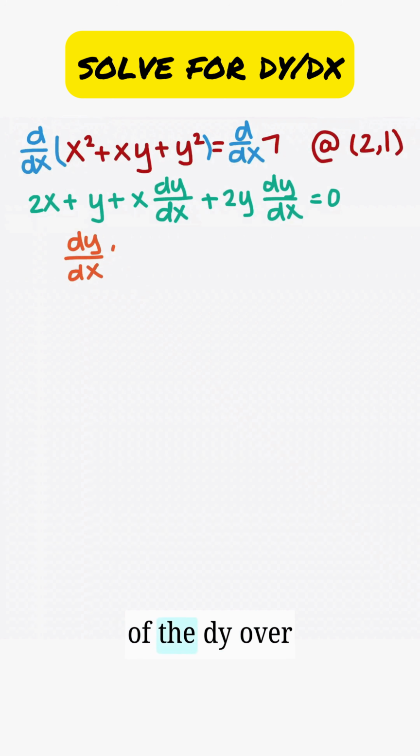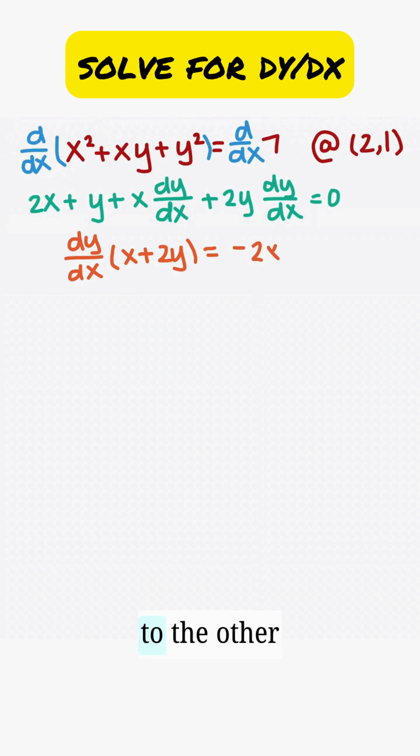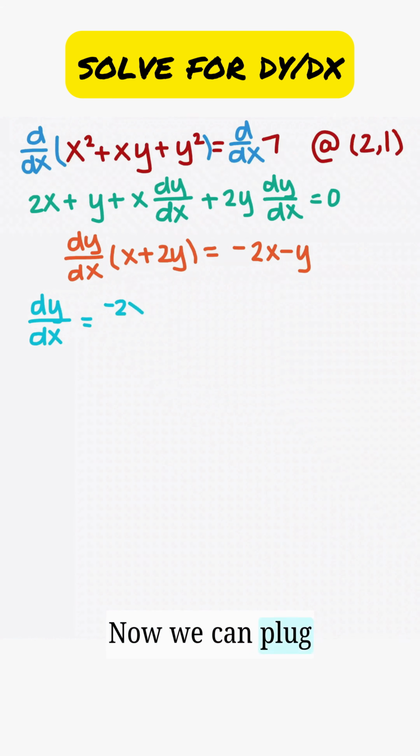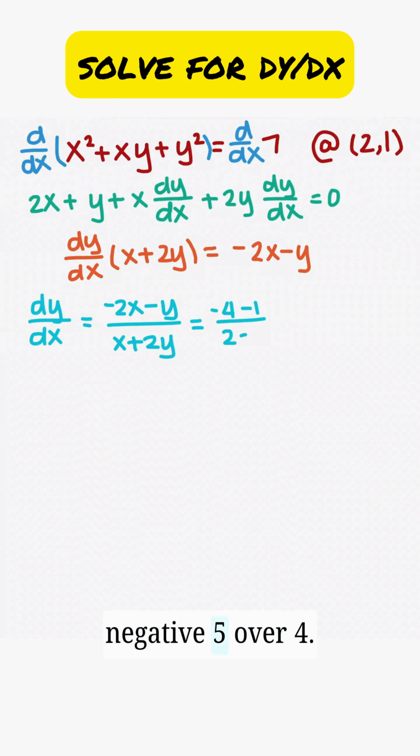Now we'll group all of the dy over dx terms together by factoring out dy over dx. Then we'll move the remaining terms to the other side of the equation. Finally, we divide both sides by x plus 2y. Now we can plug in the point where x equals 2 and y equals 1, giving us dy over dx equals negative 5 over 4.